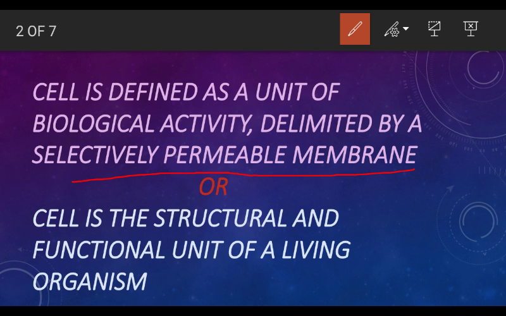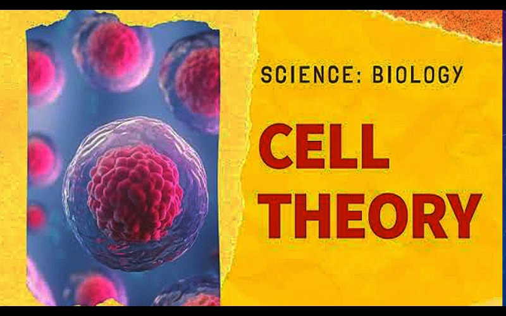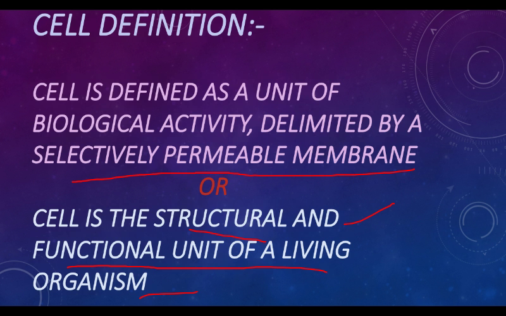And there is another definition, that is cell is a structural and functional unit of a living organism. As I have told you in my earlier video, cell is the structural and functional unit of a living organism, because all the structures or all the functions of a living organism have a cell as their unit. Cell is that unit which is going to perform all the functions and make the structure of that particular living organism, right? So cell is the structural and functional unit of living organism.